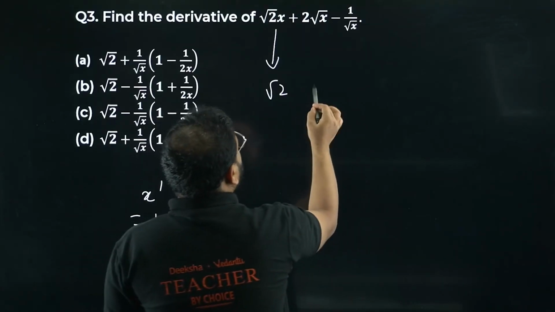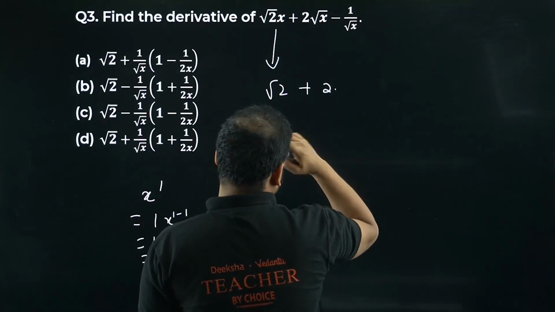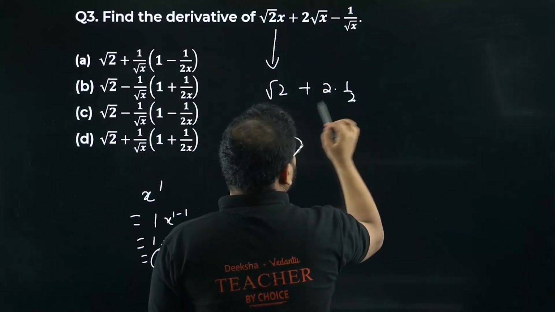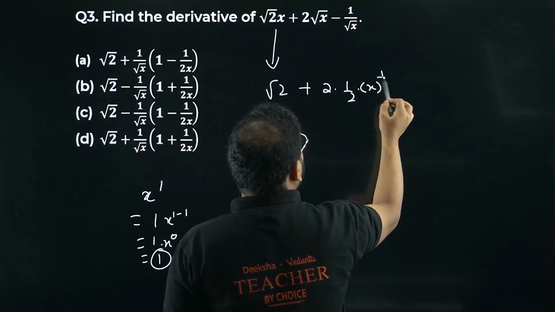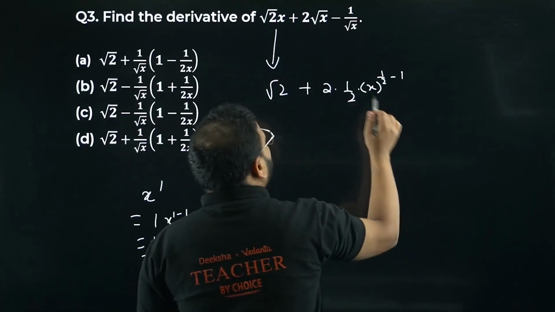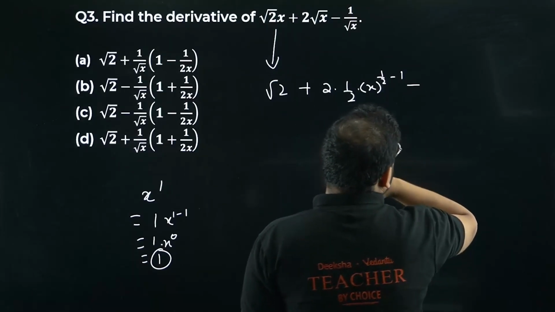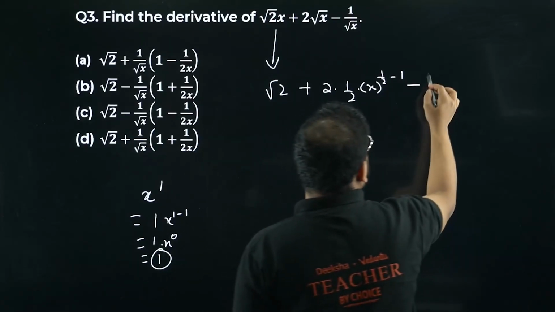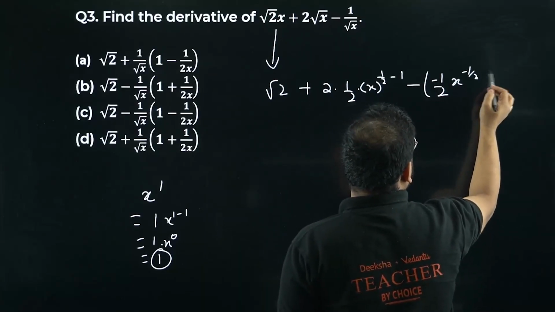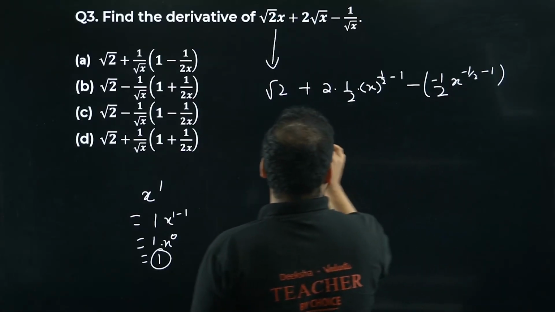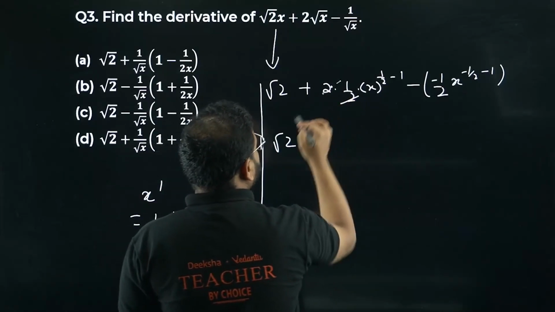What about this, sir? Same approach. I'll have this 2 in front of me as the coefficient. I write this as 1 by 2, because x power 1 by 2 is there. So 1 by 2 comes in front, and write x power 1 by 2 minus 1. And then I have a minus sign. Again, the power is minus 1 by 2, so I'll bring over here minus 1 by 2. It'll become x power minus 1 by 2 minus 1. So I'm going to end up with root 2, and 2 and 2 are cancelled.